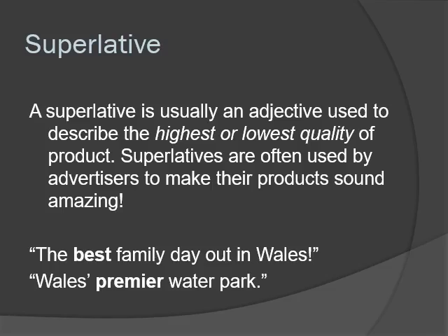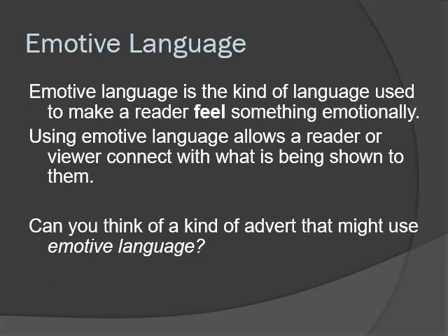The superlative is usually an adjective used to describe the highest or lowest quality of something. It was absolutely amazing. Absolutely amazing is a superlative. Or it was incredibly awful. Incredibly awful being the superlative. Obviously, we're looking on the positive side of that for our theme park. So the best family day out in Wales. Wales's premier water park. It's really emotional language. But a superlative is the word within a piece of emotional language that makes it particularly powerful. Which brings us neatly on to emotive or emotional language.